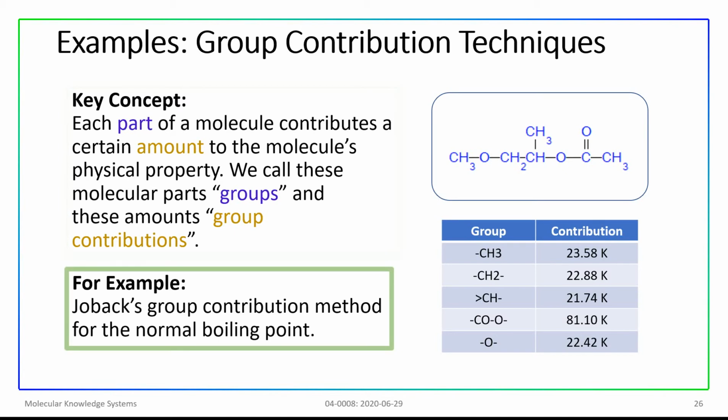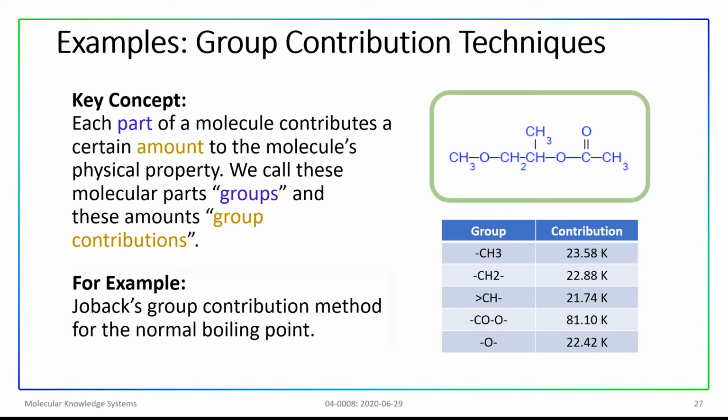For example, consider Joback's method for estimating the normal boiling point of the chemical shown here. Joback's method states that each CH3 group contributes 23.58 K to the chemical's normal boiling point. Each CH2 group contributes 22.88 K. Each branched CH group contributes 21.74. Each ester group, the COO group, contributes 81.1, and each ether group contributes 22.42.